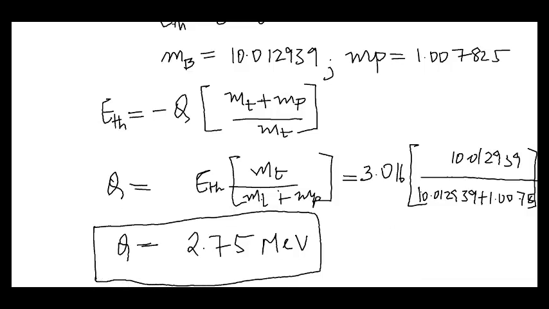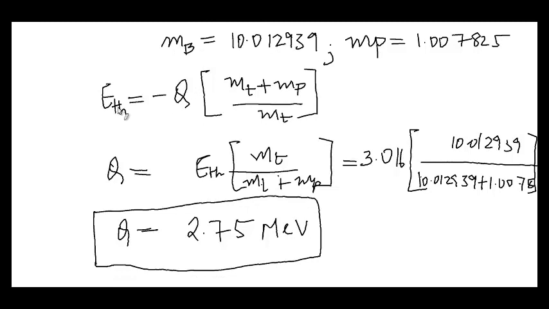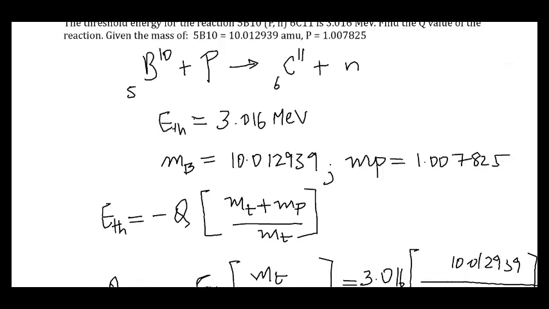So you can be given either of these terms and asked to determine the other. This is another way to determine the Q value using the threshold energy. Or if they have given you a specific reaction and asked you to determine the threshold energy, then all you have to do is determine the Q value as we did in the previous problem, and then substitute the Q value in this expression to get the threshold energy of that particular nuclear reaction.